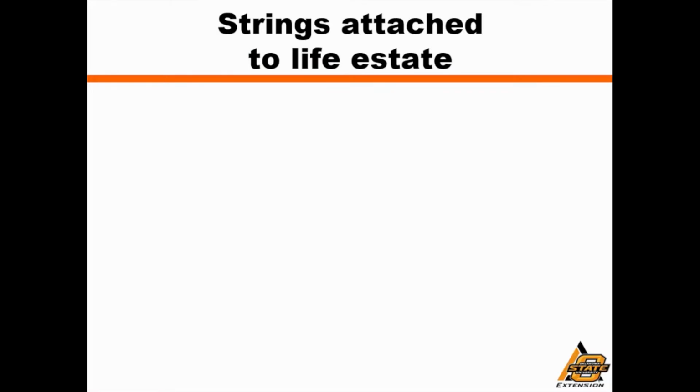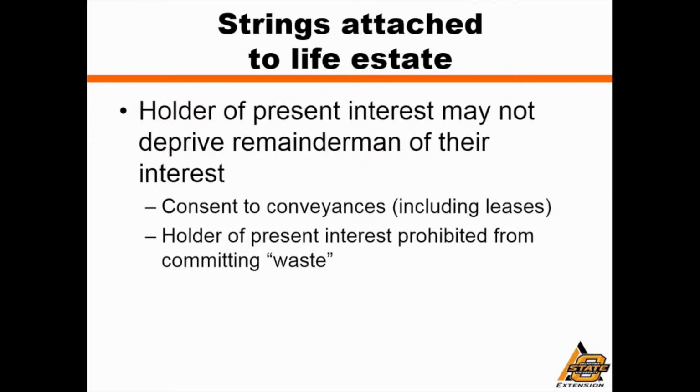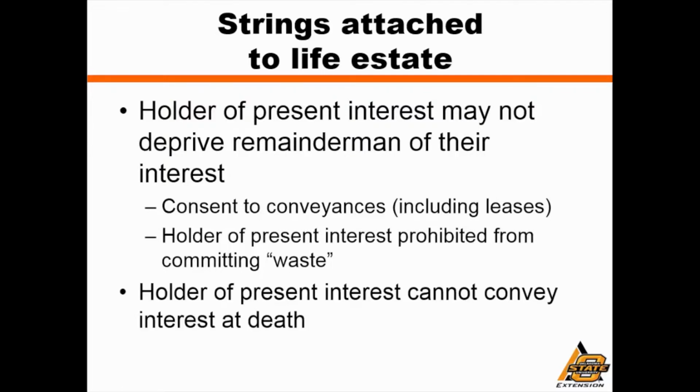Strings attached to a life estate. These can occur. The holder of a present interest may not deprive the remaindermen of their interest. In other words, they can't convey it, sell it, etc. There are certain things that have to go to the remaindermen. That also includes any leases that are existing on the property at time of death. The holder of the present interest is prohibited from committing waste, abuse of the property, letting it run down, not maintaining it. So it has to be maintained, has to be taken care of by the current interest holder.